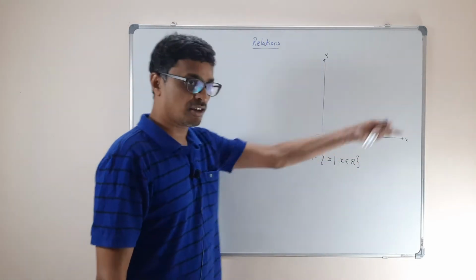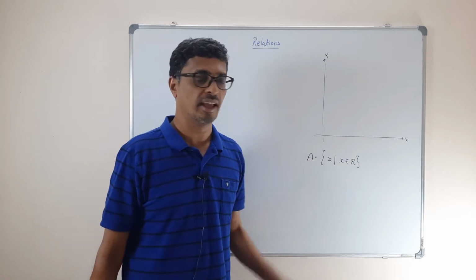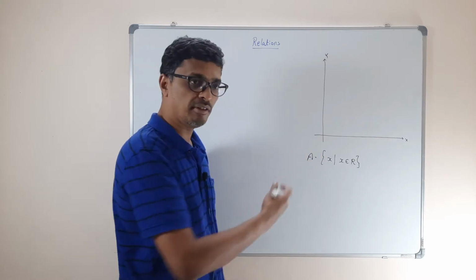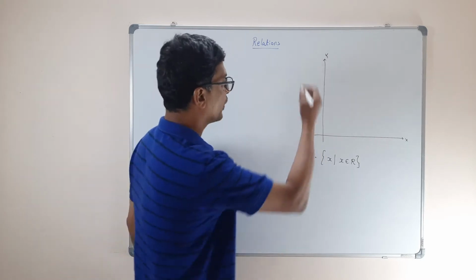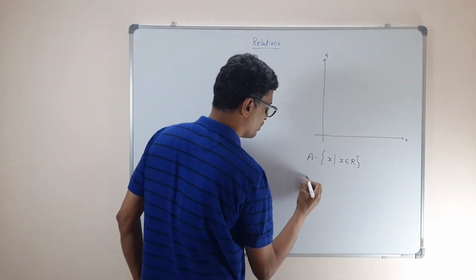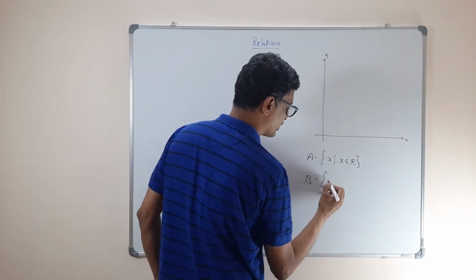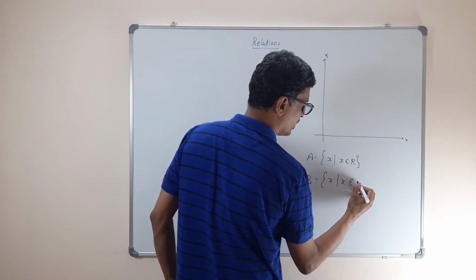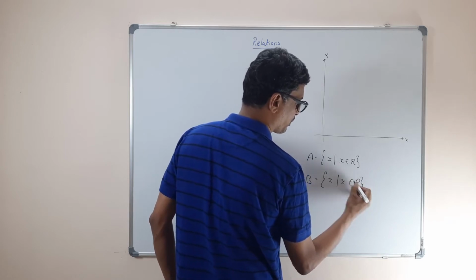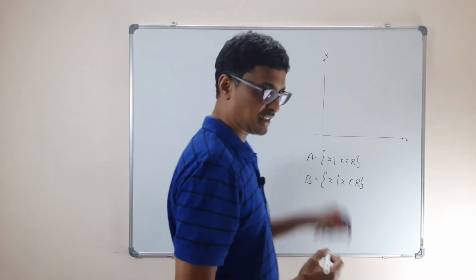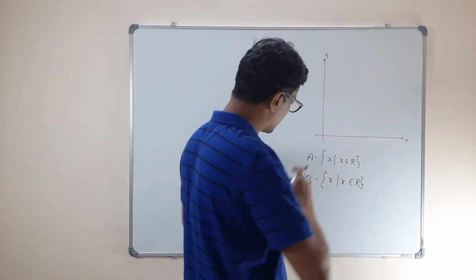If I ask you to write the x coordinates in the form of a set, this is what you will write, correct? And if I call y in the form of a set, what will you write? B equals the set of x such that x is an element of R. They both are equal sets, correct? In our case, we are getting equal sets. This is a simple example.